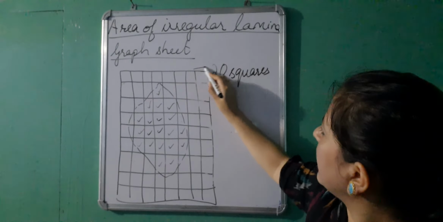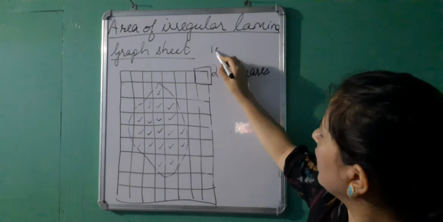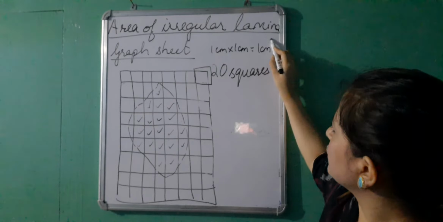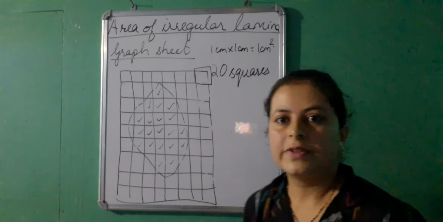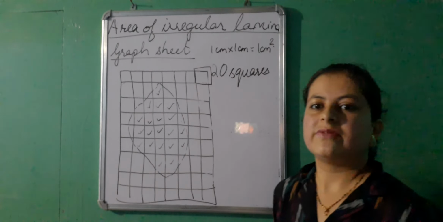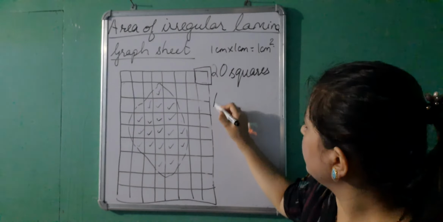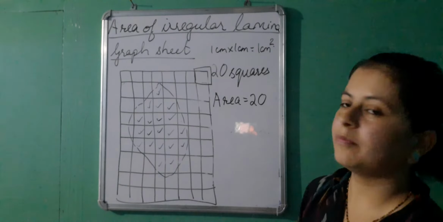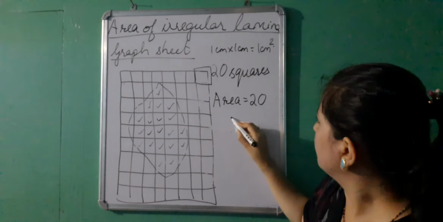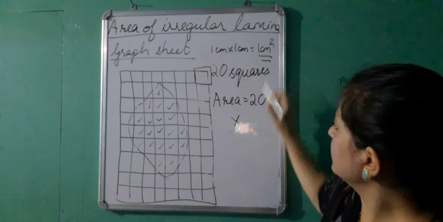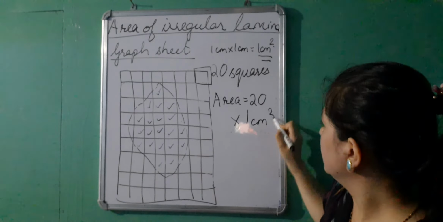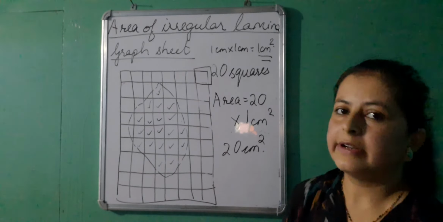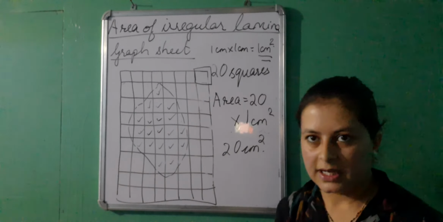Okay, and we know that each square is 1 centimeter into 1 centimeter, that is equal to 1 centimeter square. So the area of this irregular lamina, in our case we have taken a leaf, is equal to the number of squares, complete and more than half squares, multiplied by the area of each square, that is 1 centimeter square. So 20 centimeter square is the area of the irregular lamina we have taken into consideration.